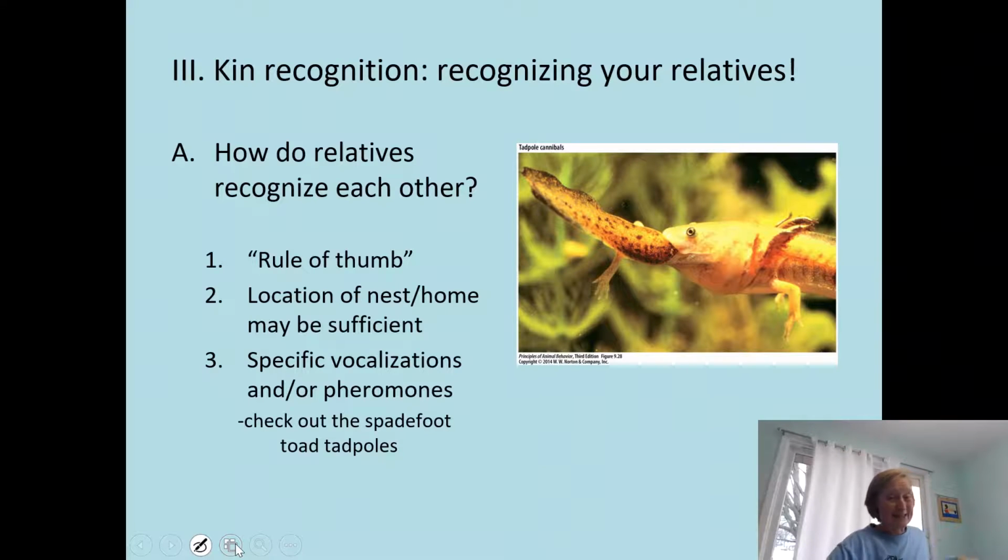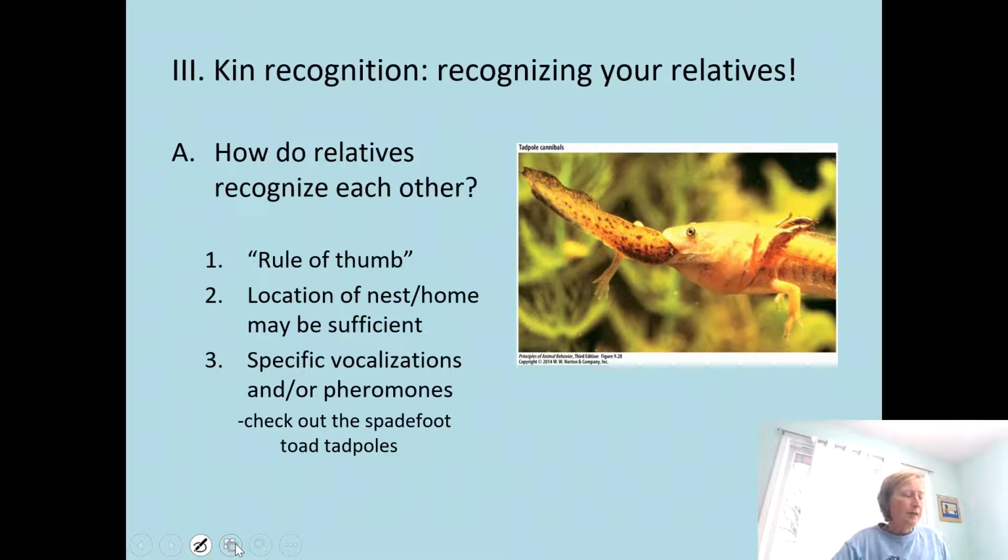All right, one more topic in this lecture, and that is kin recognition. For kin selection to work, you need to be able to recognize your relatives, right? You have to have some way of recognizing each other if selection can act on the level of kin. So how do relatives go about recognizing each other? There are a bunch of different ways. There could be simply a rule of thumb.